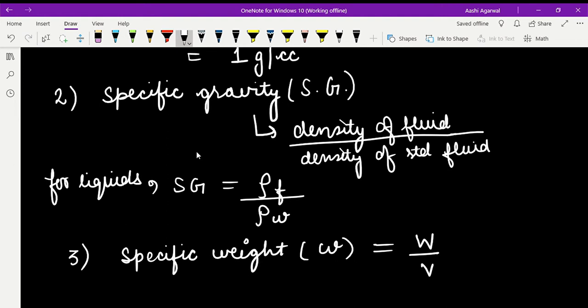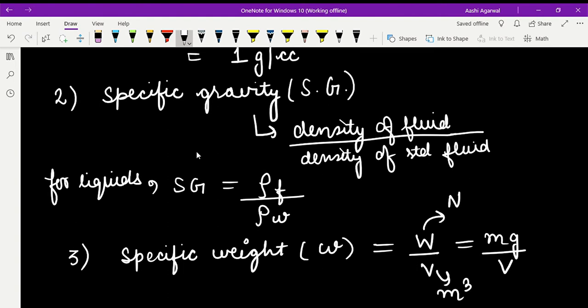Now again, weight is nothing but the force that a given mass of a fluid will exert under the action of gravity. So W can also be written as M into G by V. The units of W or weight will be Newton and for volume it will be meter cube.